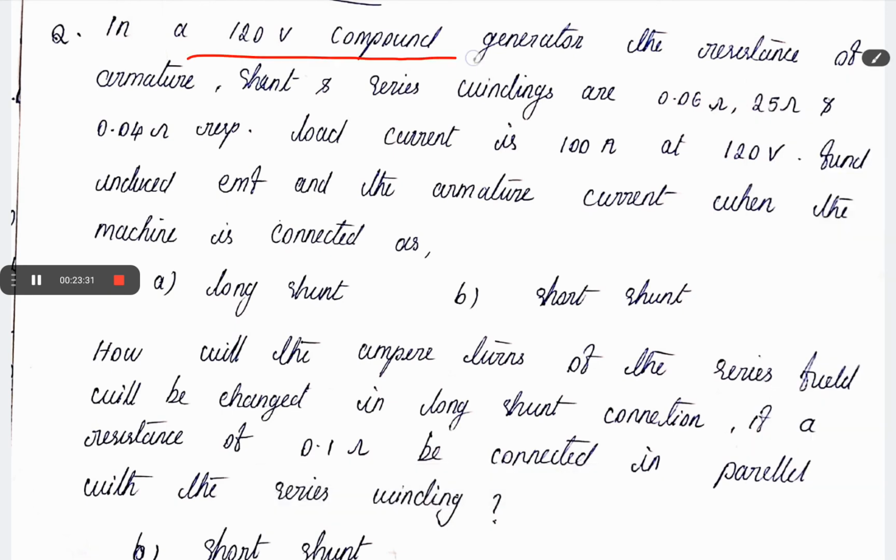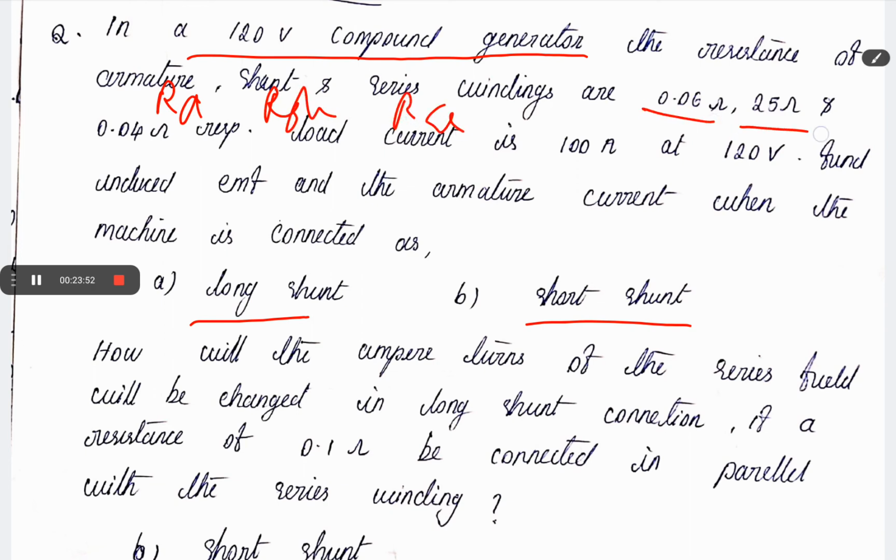In a 120 volt compound generator, you should draw a compound generator, but you have to find out the condition as long shunt and short shunt. So first consider one as long shunt or short shunt. The armature resistance Ra is given, Rsh is given, and R series is given.